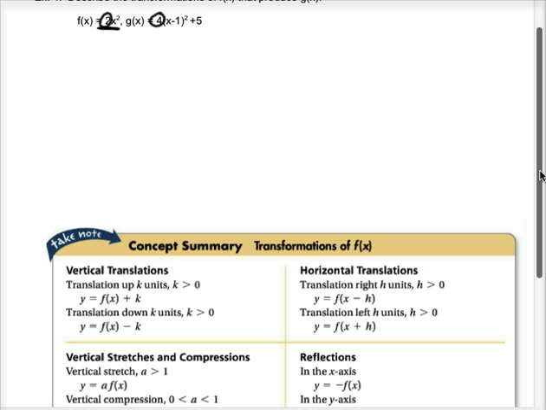What's happened? Well, we went from multiplying by 2 to multiplying by 4. So that means that the new function is twice as big, all right? So twice as big, that's going to go under our vertical stretch. So I'm going to say that there is a vertical stretch of 2. It's being multiplied by 2.